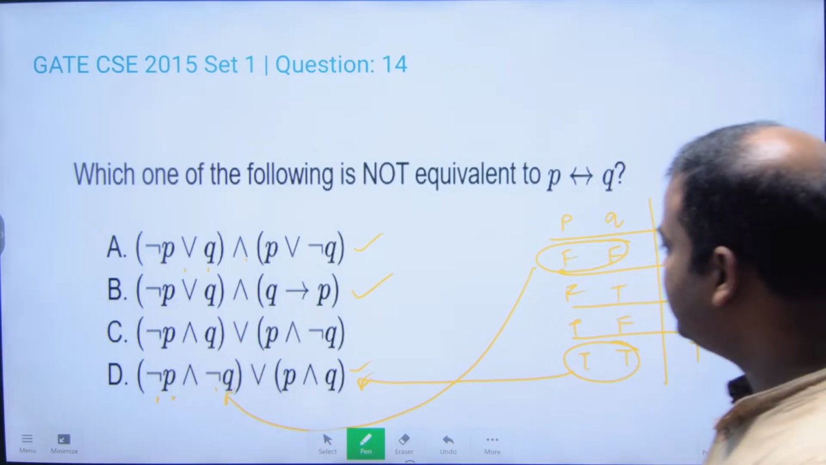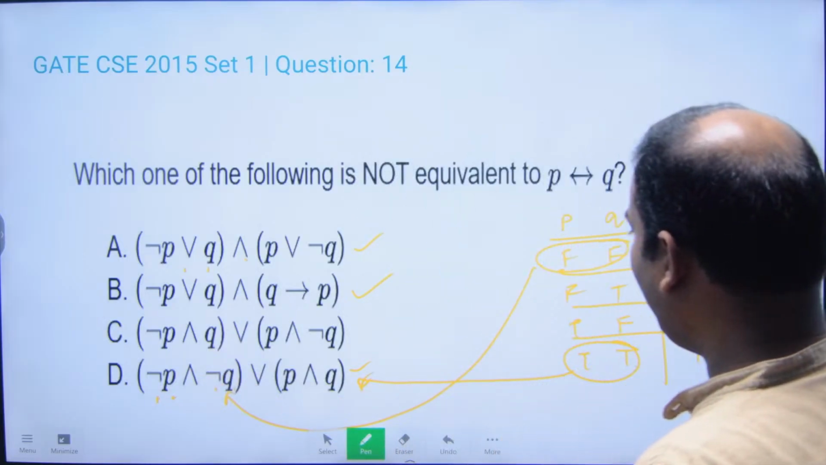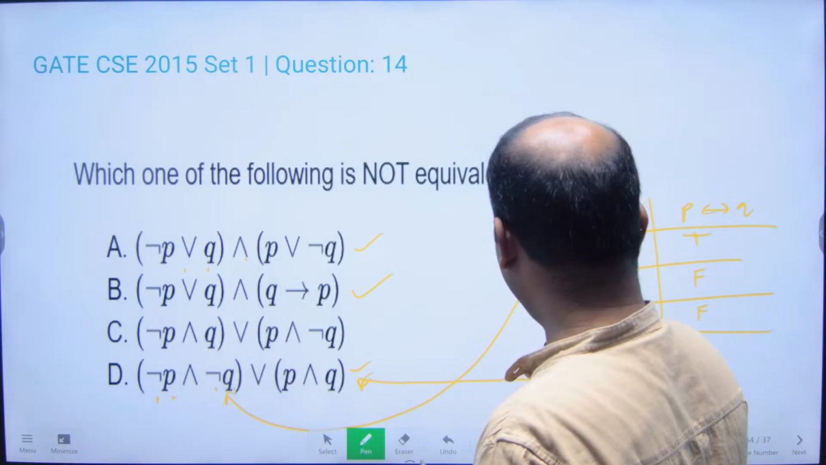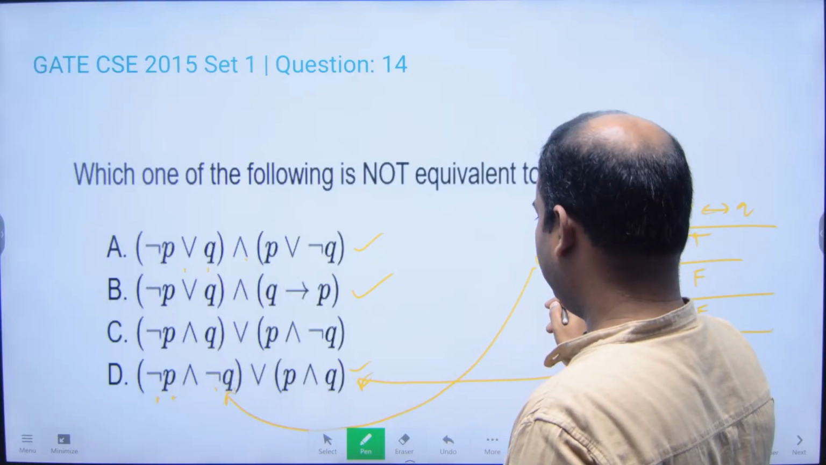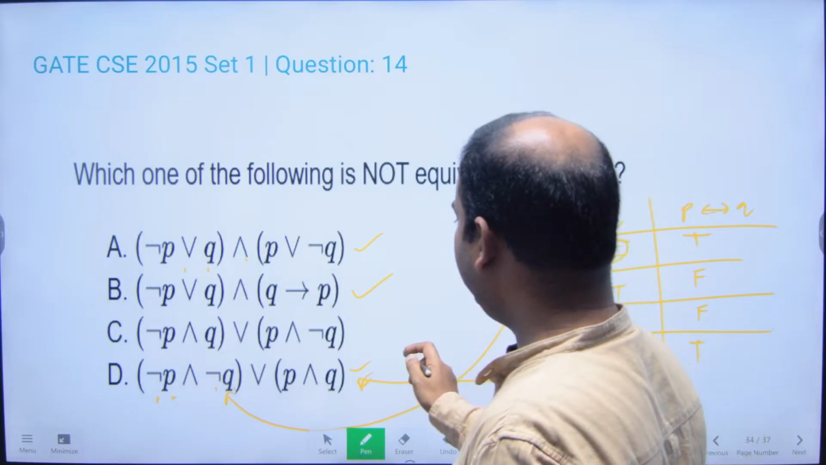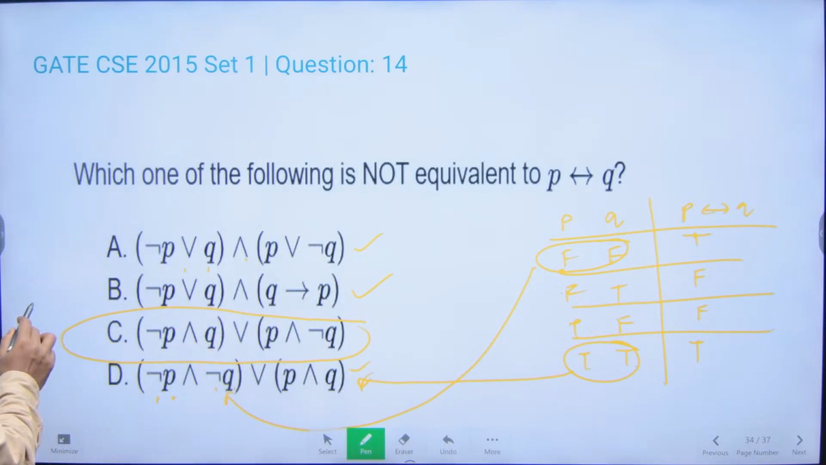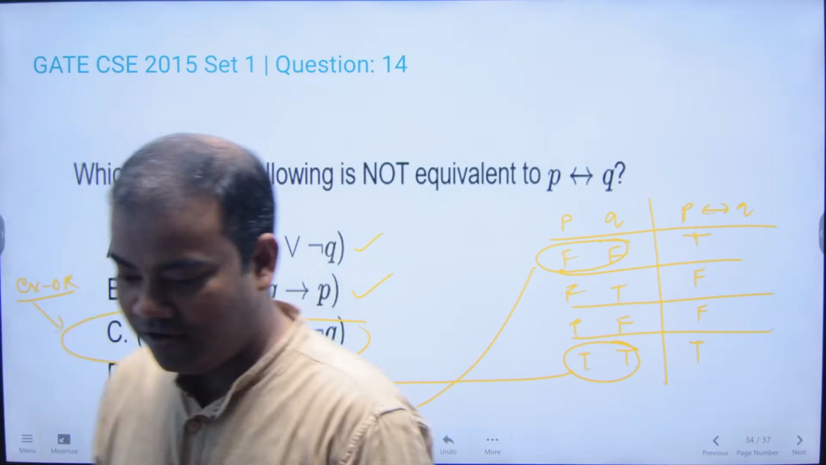Okay, what is this actually? Not of P Q. So this is actually just not of P Q, means this or this. So actually this is opposite. This is something like XOR. Is it clear?